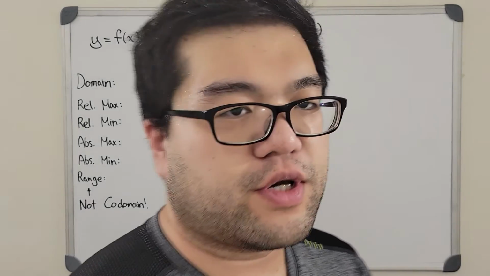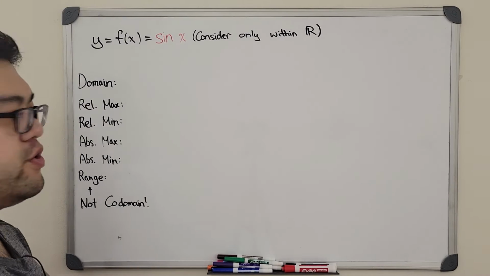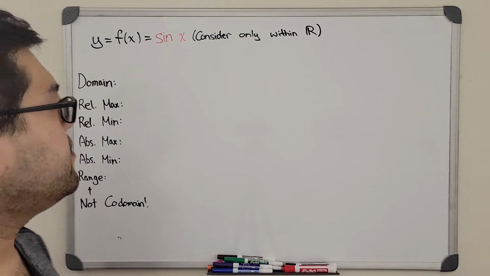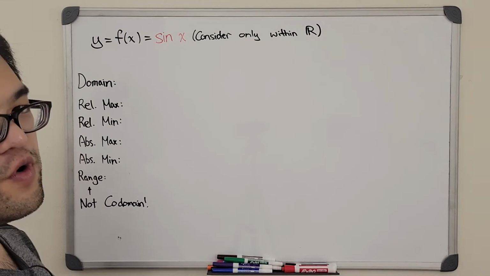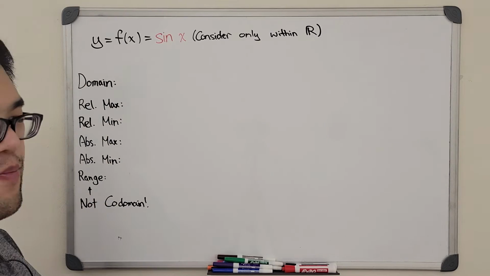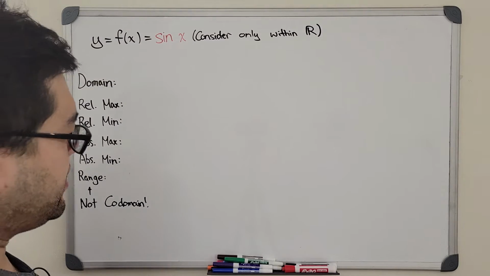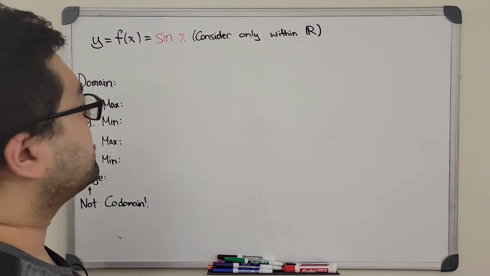What's up, everyone? So this time we're going to look at the function y equals f of x. Again, we use x as our variable, so you can call it whatever you want, g of x, h of x, however you want. But y will be our dependent variable, and this function is equal to sine of x. And again, x is our independent variable, so good.